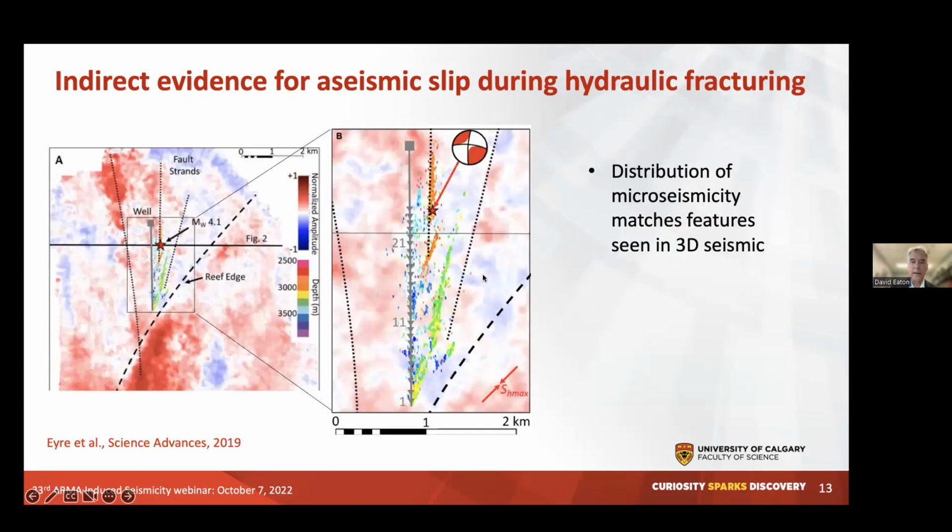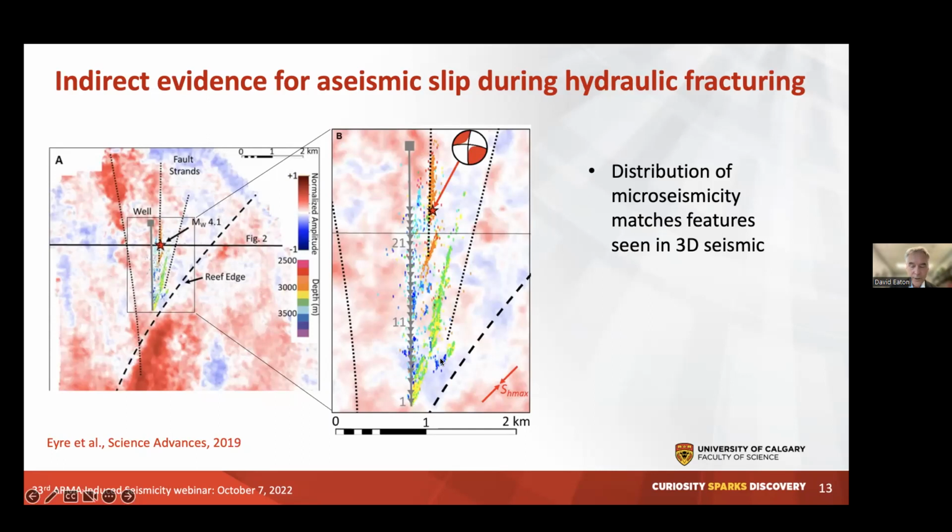I'll also note we found it interesting that we had 3D seismic data from this area. This is superimposing the map view microseismicity onto a time slice from the 3D seismic just below the Duvernay zone. Below the Duvernay, there is a reef edge. This is a Swan Hills reef. On reef, it is a massive carbonate unit, and off reef, we have fine-grained rocks within the Waterways Formation.